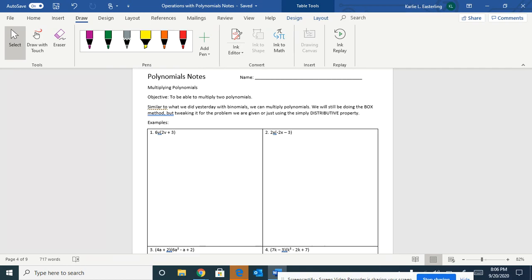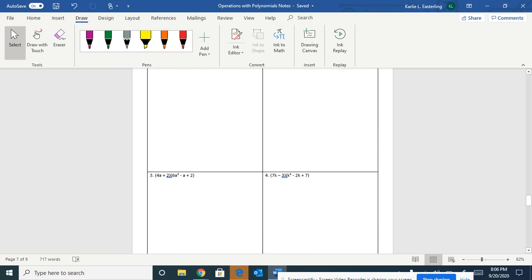Similar to what we did, which this says yesterday, because these are notes from last year whenever we were on 7 periods a day, similar to what we did yesterday with binomials, we can multiply polynomials. We will still use the box method, but tweak it for the problems we are given, or just use the distributive property. An example of when we can just use the distributive property is number 1. But on number 3 and 4, we're not going to be able to just use that distributive property.